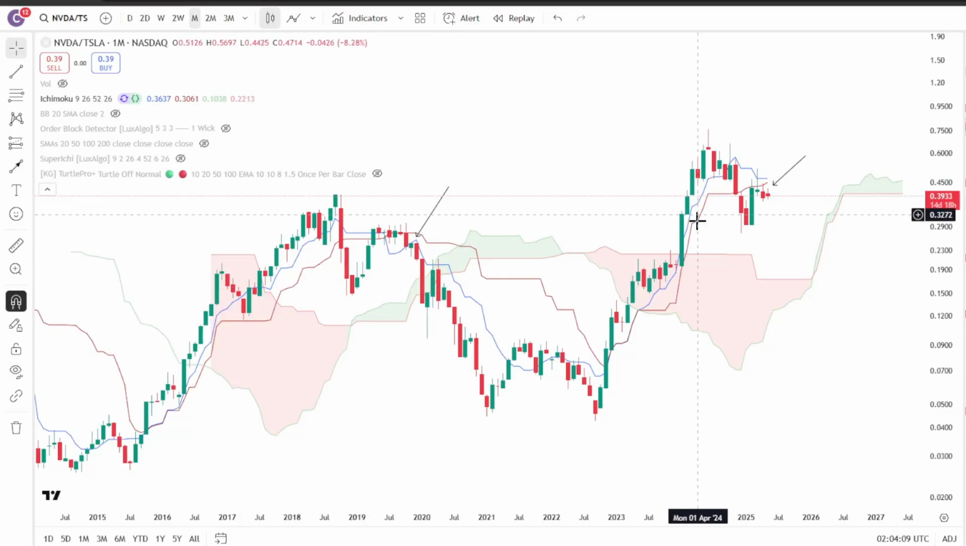Here, what's happening? Well, you broke underneath the Tenkan Kijun and you had a bearish backtest here. Very similar over here to here, right? It does look like it wants to go down here. It does look like it's showing some weakness.